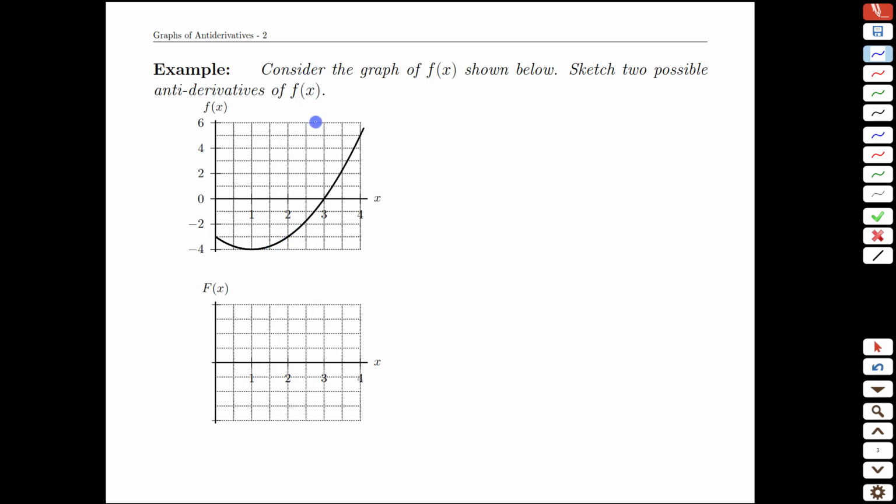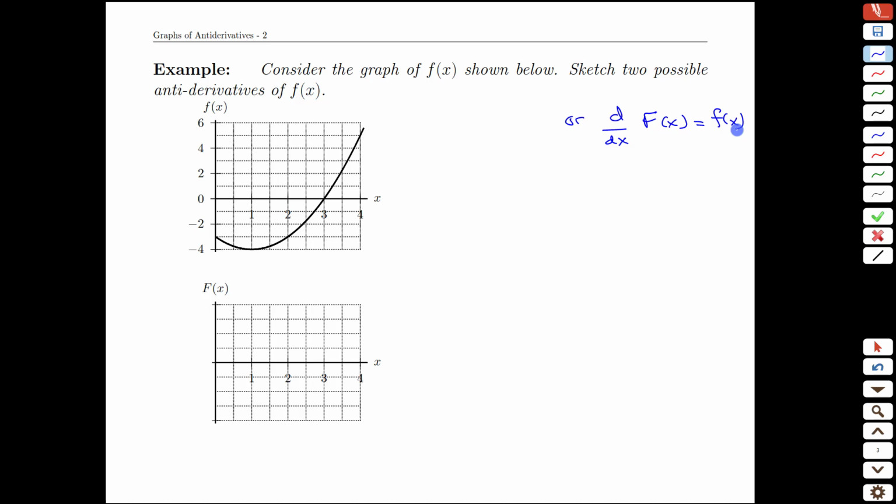Let's look at our first example. We have a graph, f of x, and it is this bent shape here. And what we're asked to do is sketch two possible antiderivatives of f of x. So using our notation, capital F of x, or recognizing that the derivative of the capital F of x is our little f of x.